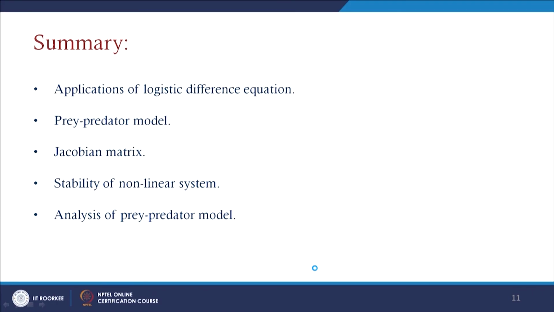In this lecture we discussed applications of the logistic difference equation, then the prey-predator model, and how we can analyze this nonlinear prey-predator model using the Jacobian matrix. The Jacobian matrix is used for the stability analysis of the nonlinear system. Then we considered one example based on stability analysis to see exactly how the system behaves in a practical scenario.